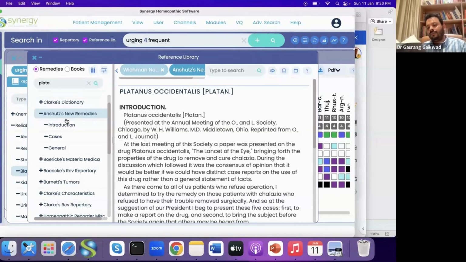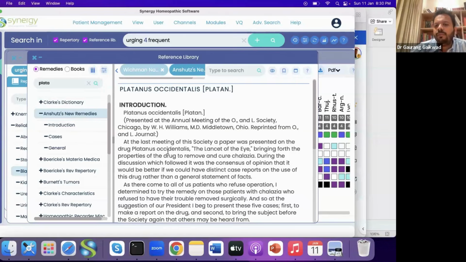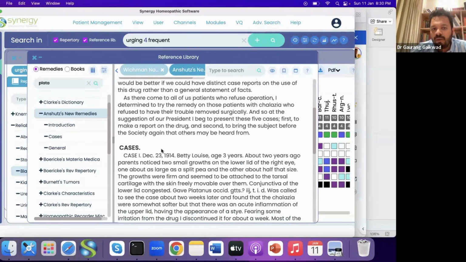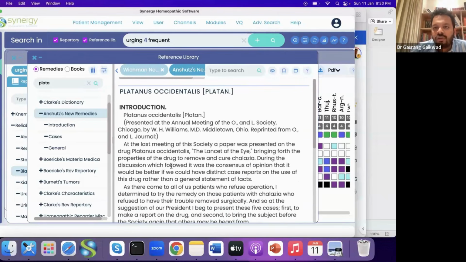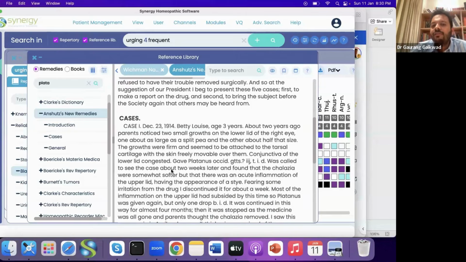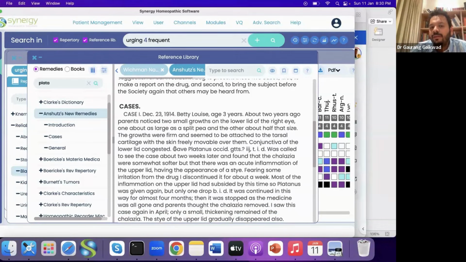It has roughly 40 to 50 rare remedies, and it has a lot of cases of those rare remedies which have been used by homeopaths in the last century or so. And really beautiful the way, for example, in Anschutz's book, he has given many cases where Platanus was given.